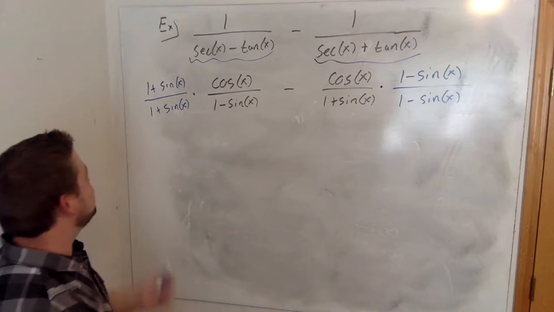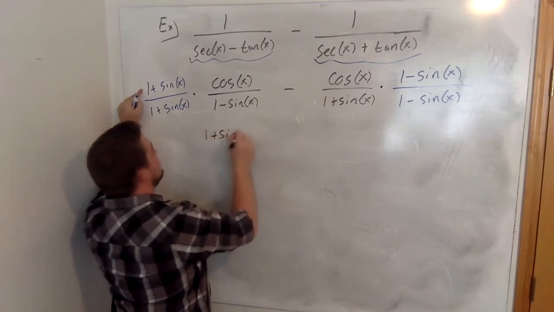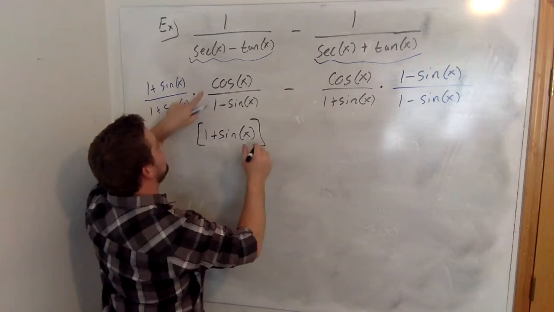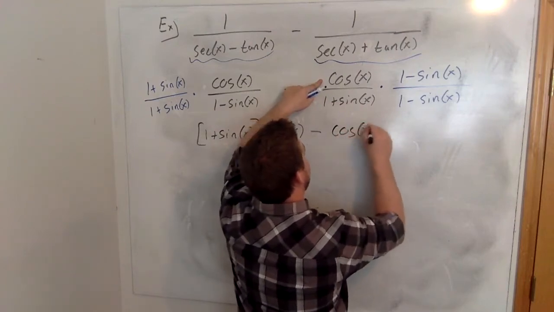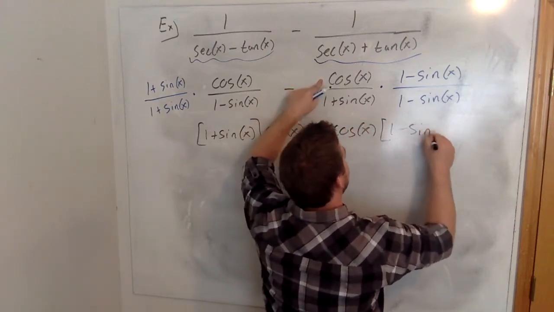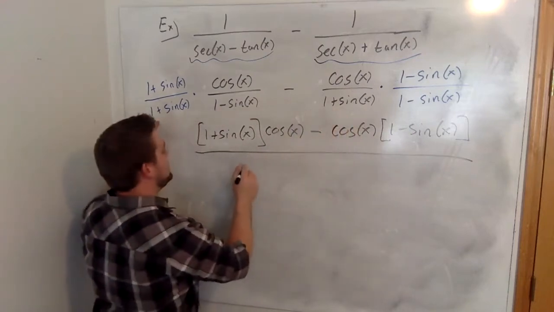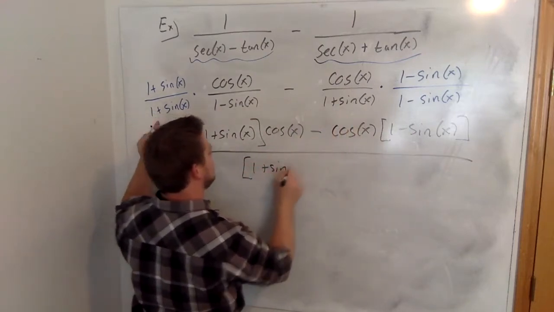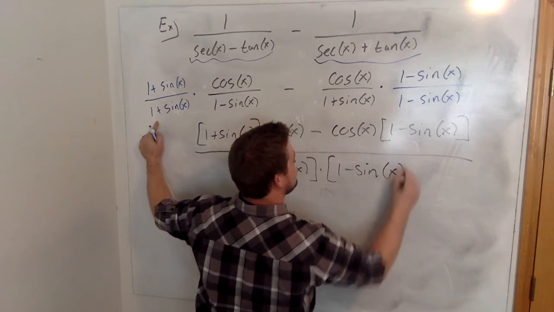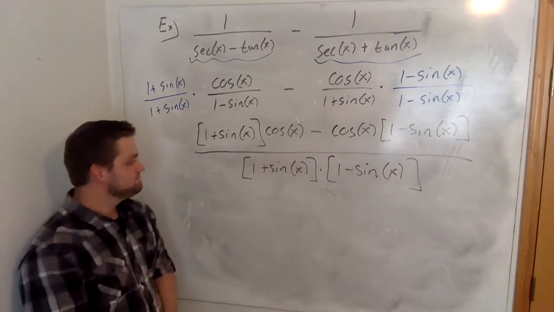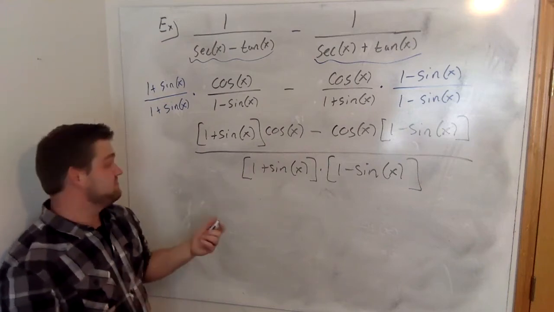What are we going to get here? We're also going to need to be a little bit careful with parentheses. So we're going to get a 1 plus a sine of x times the cosine of x, and we're going to be subtracting a cosine of x times the 1 minus sine of x, all over our common denominator of a 1 plus sine of x times a 1 minus sine of x. Now we could just FOIL everything out.